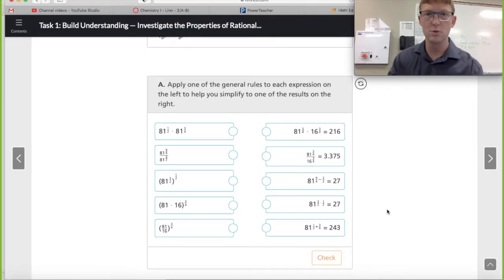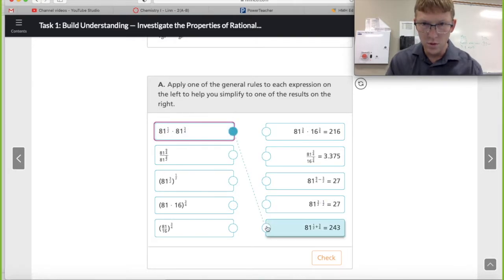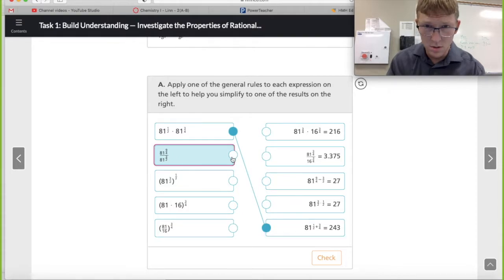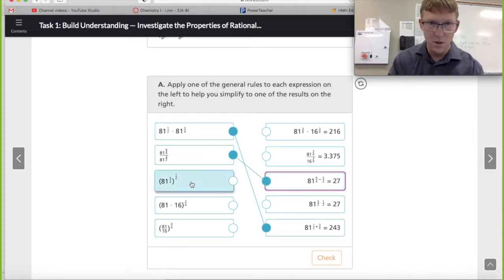Apply one of the general rules to each expression on the left to help you simplify the one of the results on the right. So, okay. This is multiplied together, so you can just add them. So, there you go. That's 1/2 right there plus 3/4. So this is divided by, so you're just going to subtract them. Is that the right one? 9/4 minus, yep. These are the power brought to another power, so you're going to multiply them.